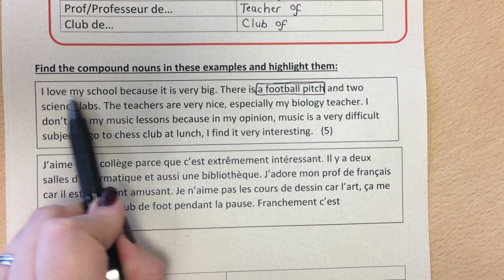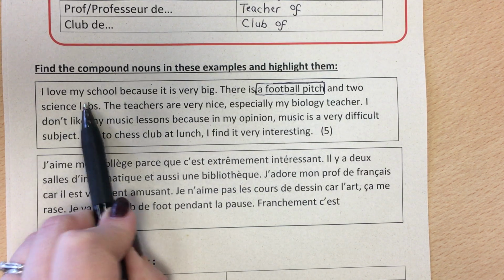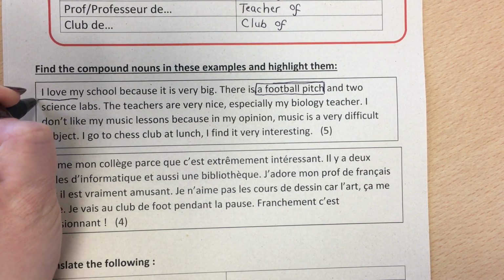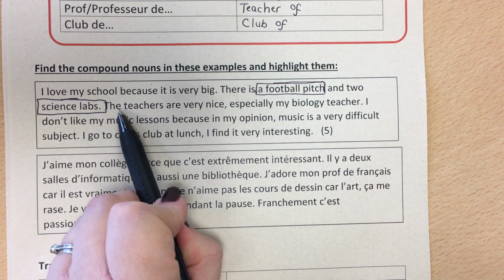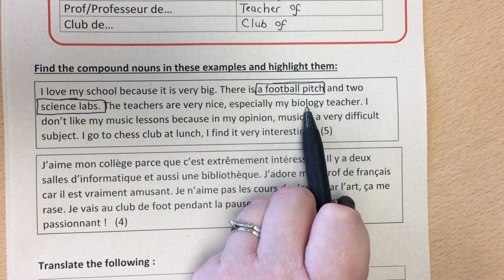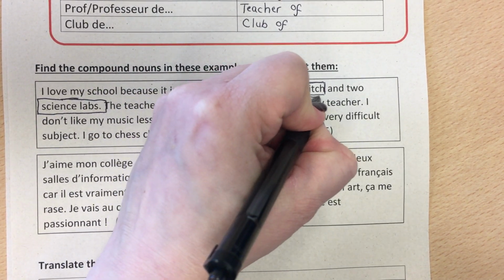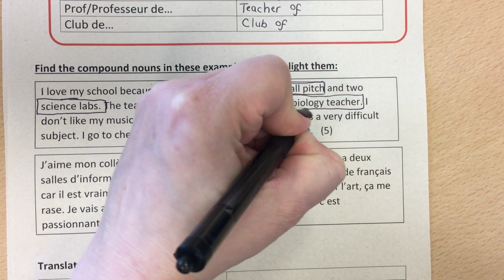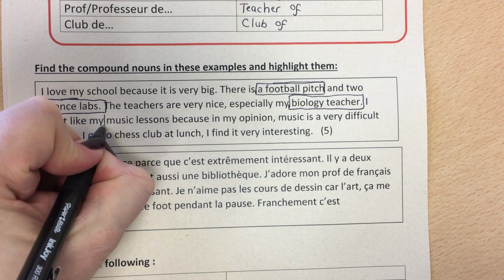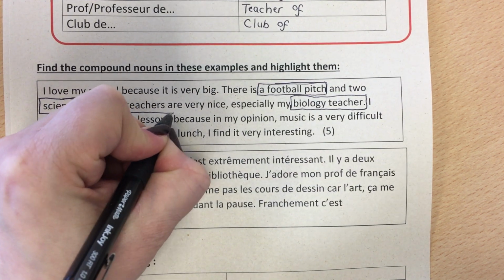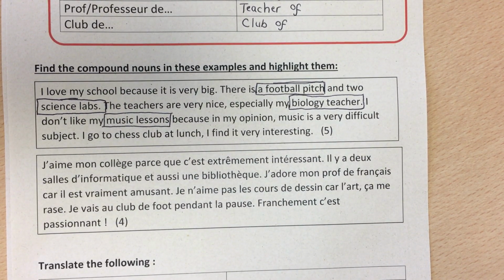Okay, let's keep going. So I love my school because it is very big. There is a football pitch and 2 science labs, labs of science, science labs. Brilliant. That's my second one. The teachers are very nice, especially, we saw teacher in our examples above. My biology teacher, the French would say my teacher of biology. That's my third compound noun. I don't like, here we go, another one. Music lessons, my lessons of music. Because in my opinion, music is a very difficult subject.